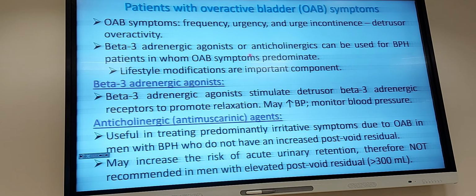But alpha 1 blockers are your first line choice, and then you can add 5-alpha reductase inhibitors, which are the only drugs that will reduce progression. They will shrink the prostate, reduce the disease progression, reduce the need for surgery, and also relieve the obstruction or the symptoms, but it will take a much longer time. And then your third category is PDE5 inhibitors.